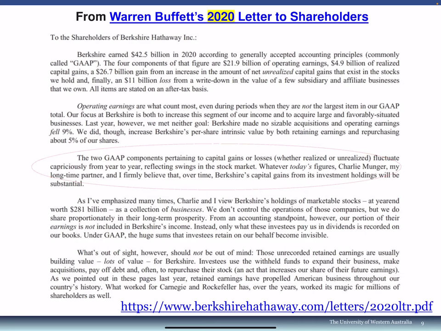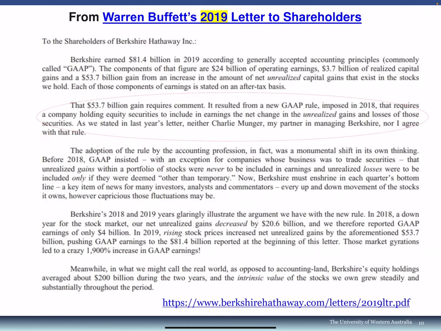So you can see where I highlighted the two important GAAP components pertaining to capital gains or losses, whether realized or unrealized, which fluctuate capriciously from year to year, reflecting swings in the stock market. The same thing is seen in the 2019 letter. So you can see that he struggles to communicate with the investors because he has to obey the accounting rules. But it seems like the accounting rule does not justify what he really wants to say. Oh well, we can come back to understand this a bit more later on.